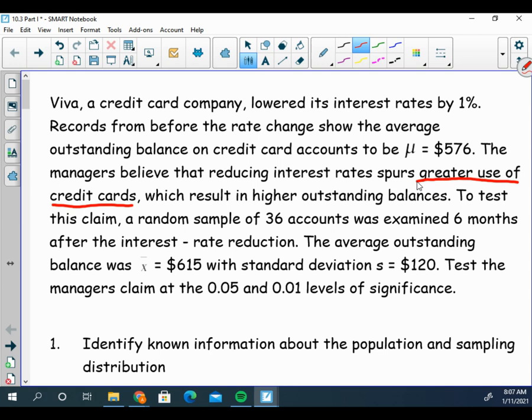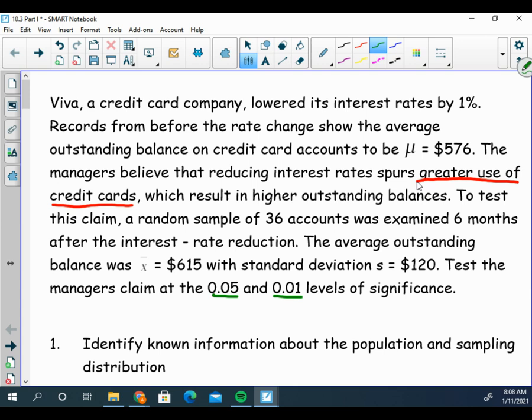To test this claim, a random sample of 36 accounts was examined 6 months after the interest rate reduction. Average outstanding balance was now $615 with a standard deviation of $120. We want to test the manager's claims at 2 levels of significance. Okay, usually we'll look at either the 5% or the 1%. Now we're going to be looking at both.